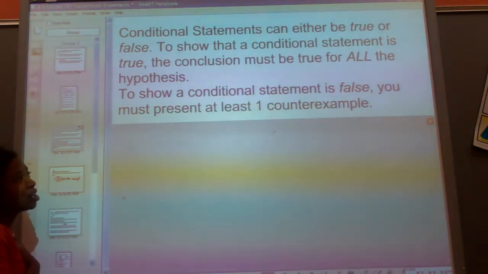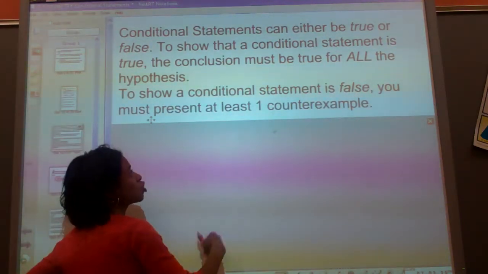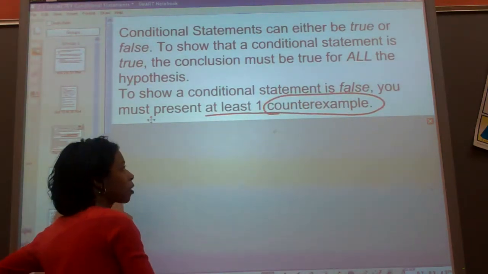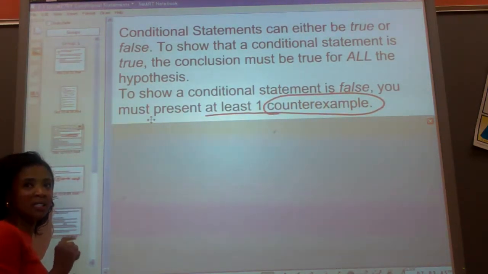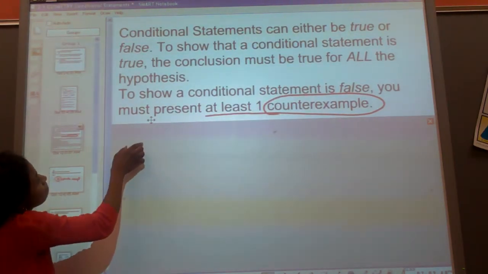To show that a conditional statement is false, like we did in chapter 1, you have to show at least one counterexample. Remember, a counterexample is proving that it's not true, or in other words, that it's false. Okay?